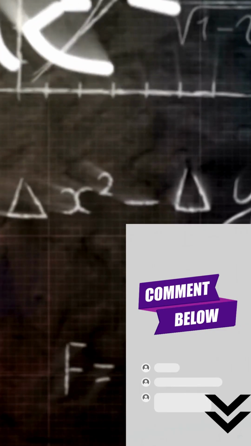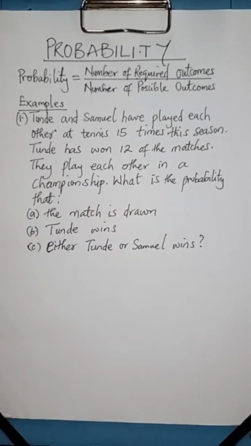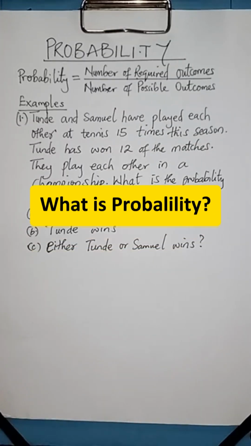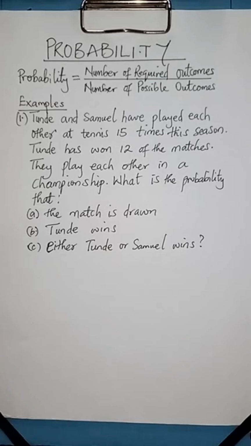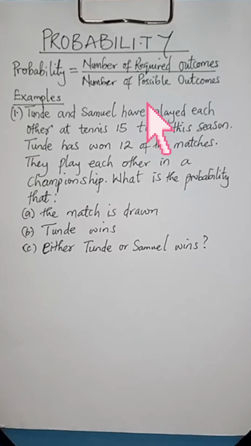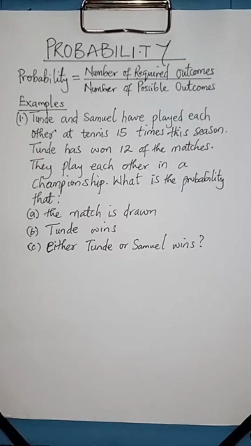Now let's get right to business. We're looking at probability. What is probability? Like I said, it is the formula used to solve probability questions, and that's what you see on your screen. Probability is the number of required outcomes divided by the number of possible outcomes. That is the simple definition, and that is a simple formula we use to solve probability questions.